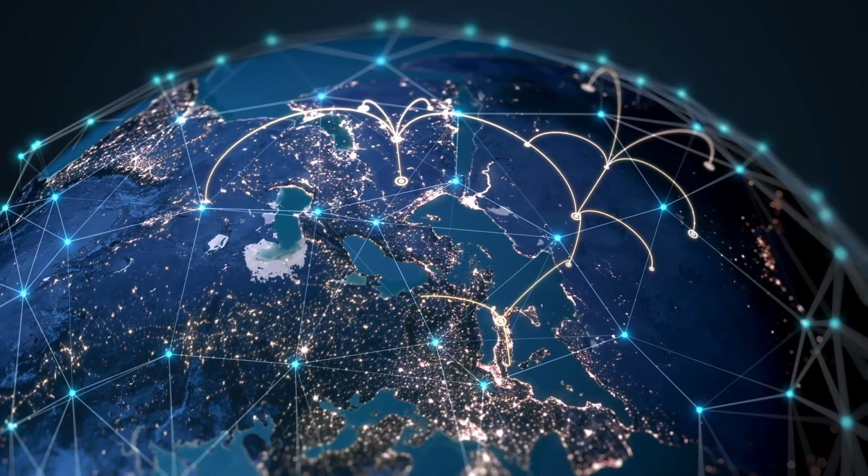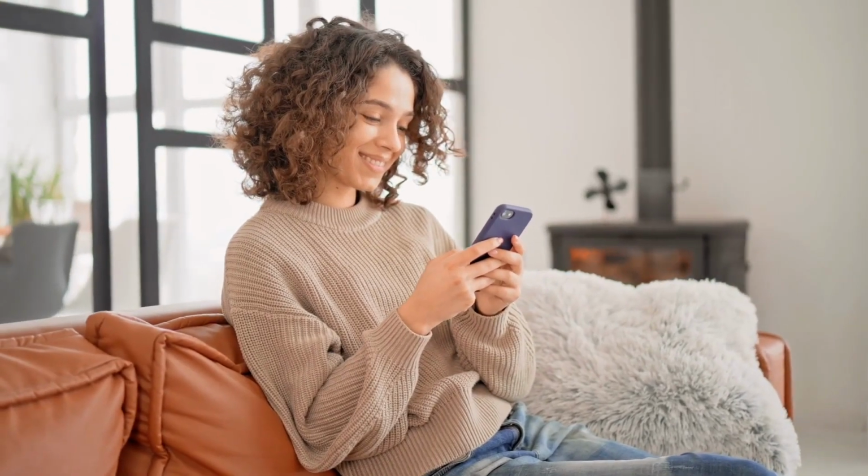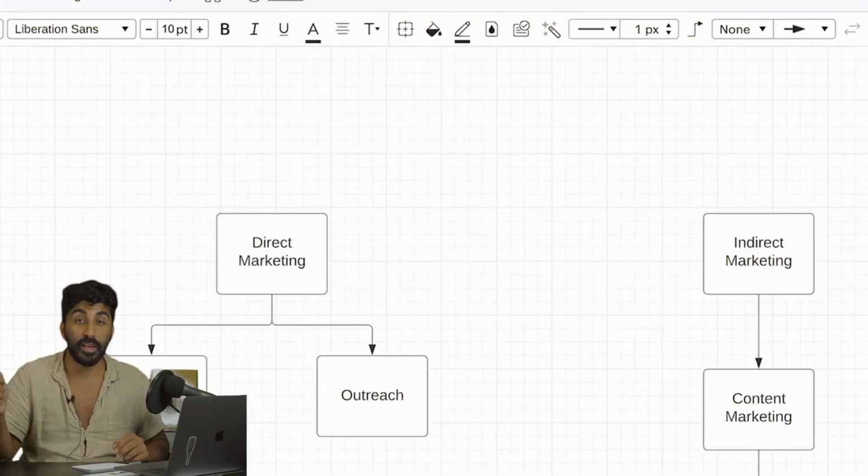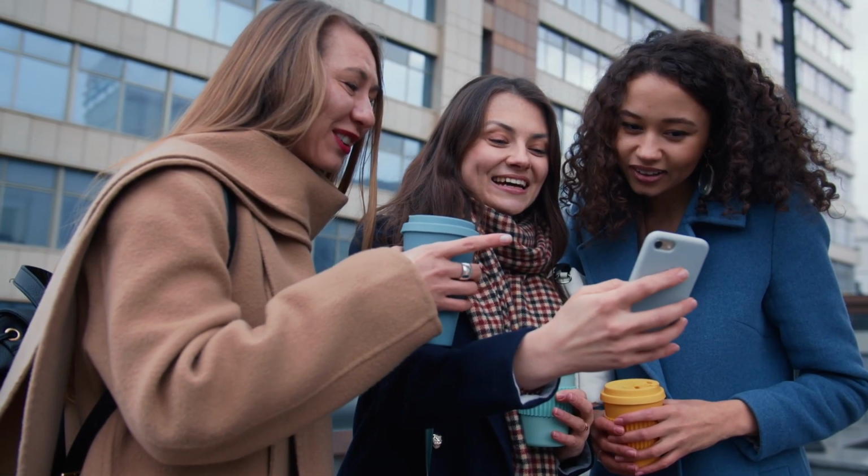Now, going to the indirect marketing side, this is something that I absolutely swear by. We're moving towards a world where content marketing is going to be everything. People would do business with brands that they know, like, and trust. And your job is going to be to use content marketing to be that brand that people know, like, and trust.